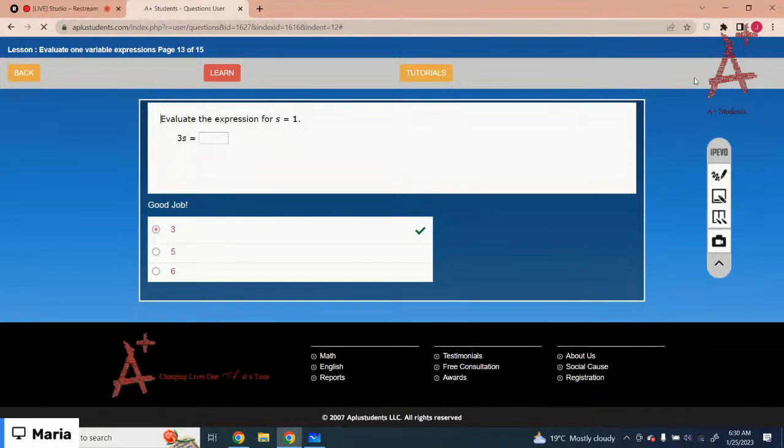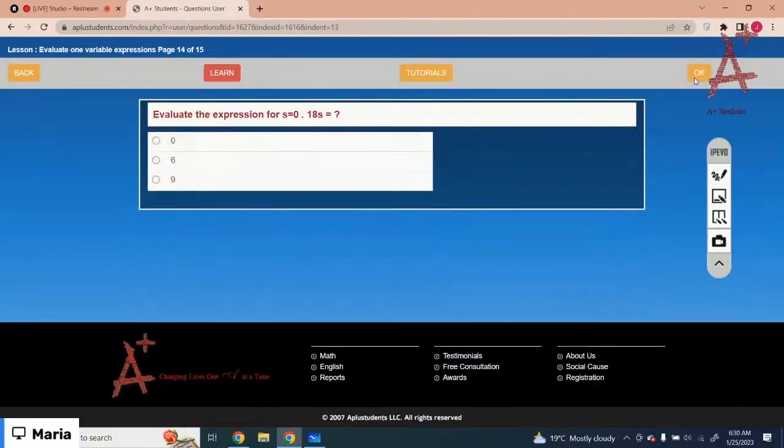Okay, the next one is evaluate the expression for s equals 0. So 18s, 18 times 0 is, yes, it is 0. So the correct option is 0.